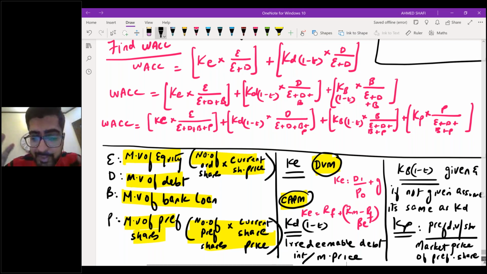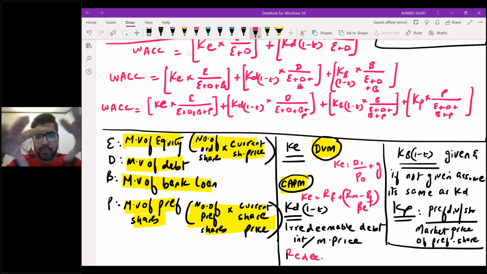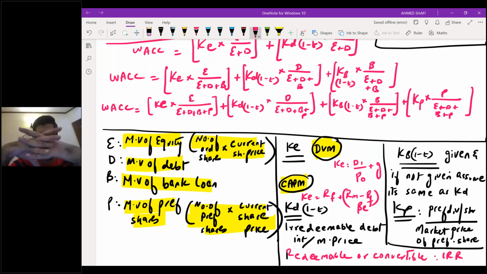Okay, so this is the complete sketch which I have made. I will be explaining all of these stuff to you, but first please note it down so that we can then explain you in detail. This is the golden sketch of weighted average cost of capital. It's RF plus RM minus RF beta equity.